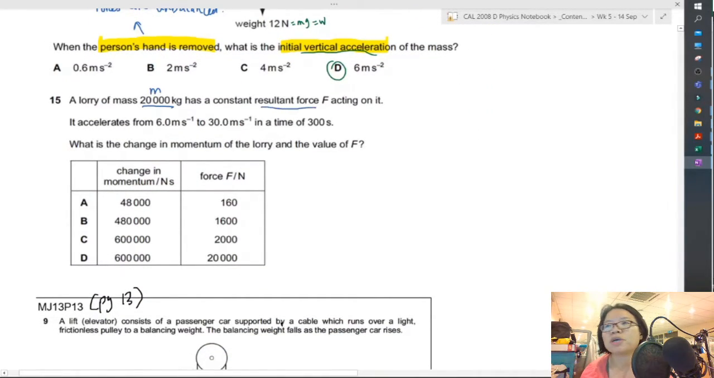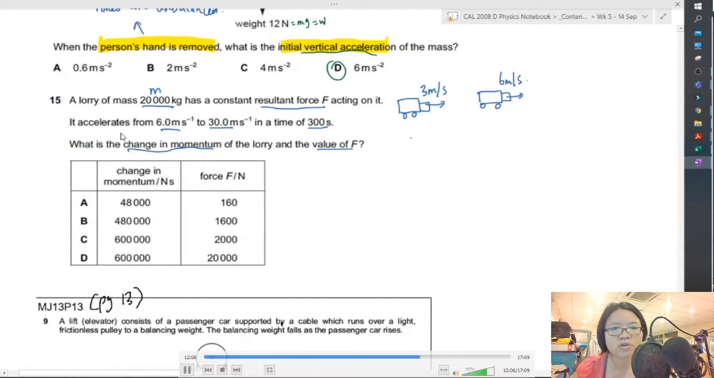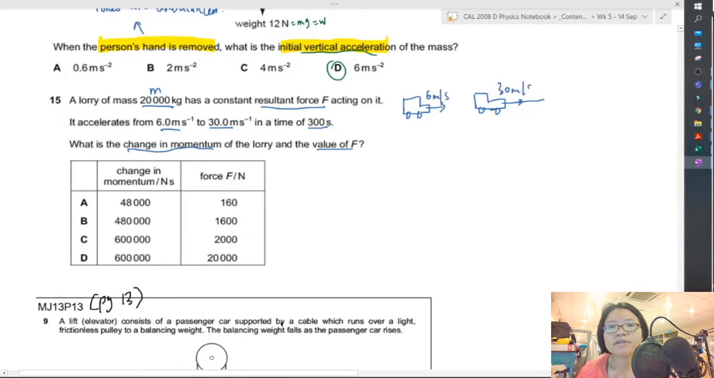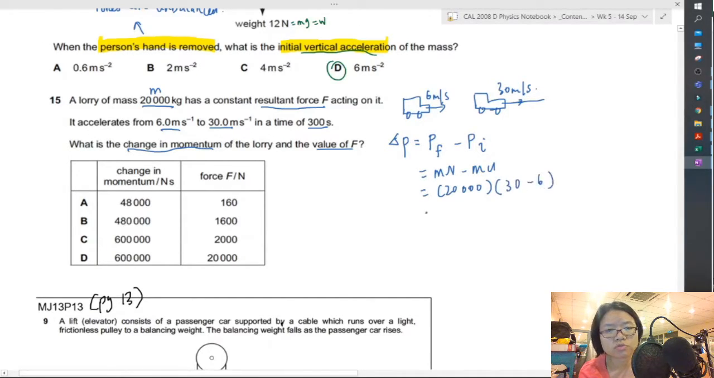So anyway, a lorry of mass 20,000 kg, constant resultant force acting on it, accelerates from 6 to 30 meter per second. So to find the change in momentum, I'm going to take final minus initial, which is 20,000 multiplied by 30 minus 6. Still in the same direction like the lorry. Different than the ball, didn't reverse direction. So this one I get 48000.